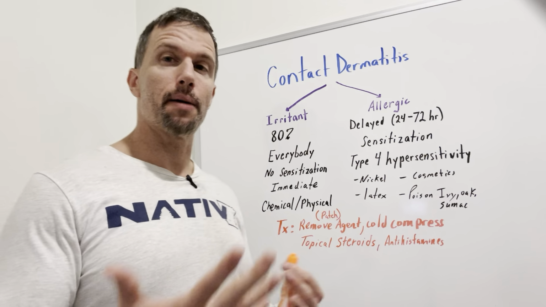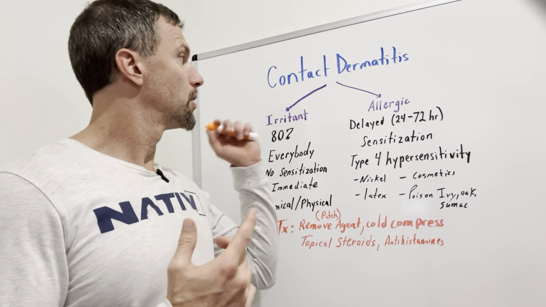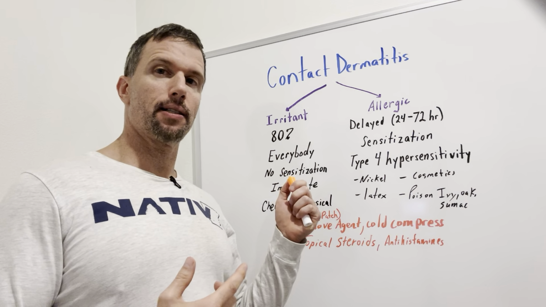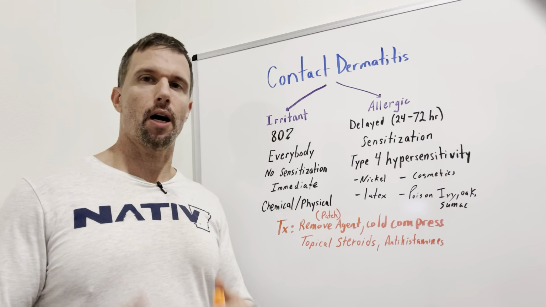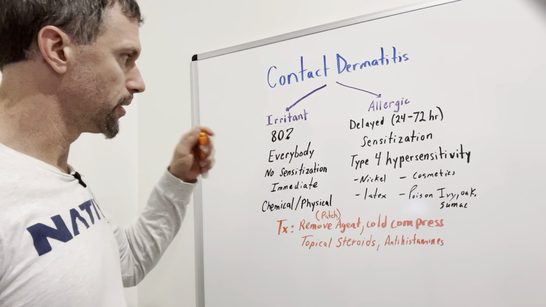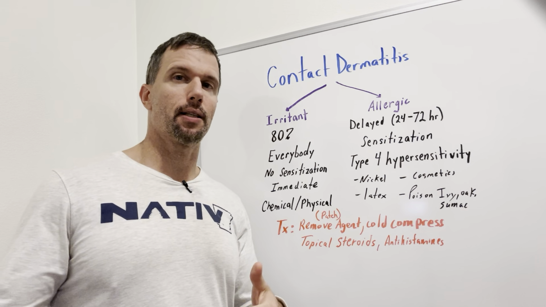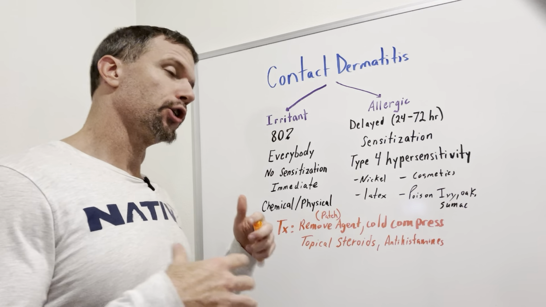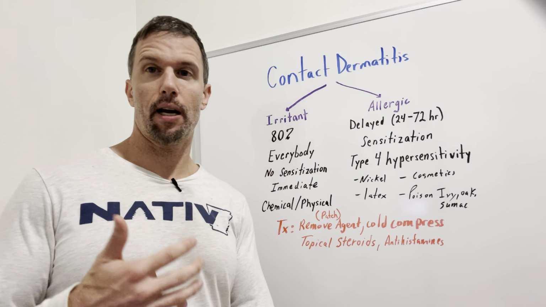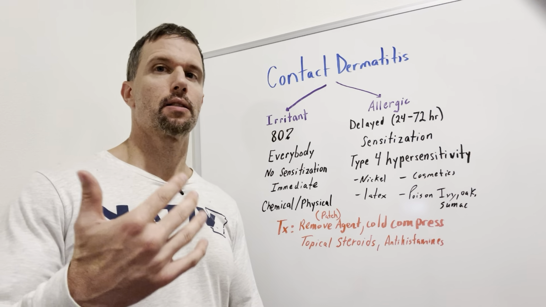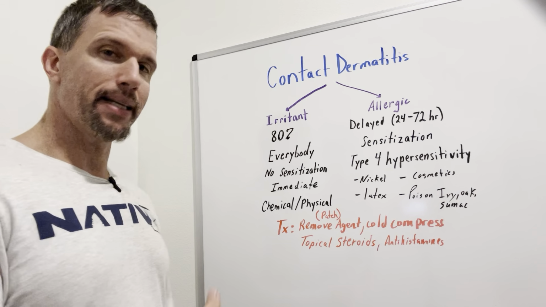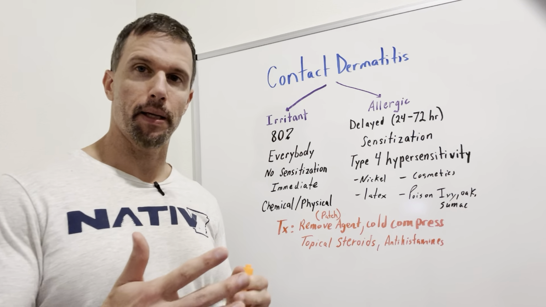There are two types of contact dermatitis. You have irritant, which is 80% of the time, and you have allergic, which is 20% of the time. We're going to compare and contrast them a little bit. With irritant, everybody's susceptible to this, and you do not have to be sensitized. The first time you touch this particular irritant, it can cause a rash. It's immediate, so even seconds to minutes.